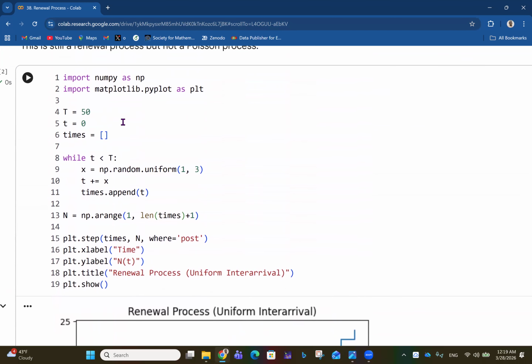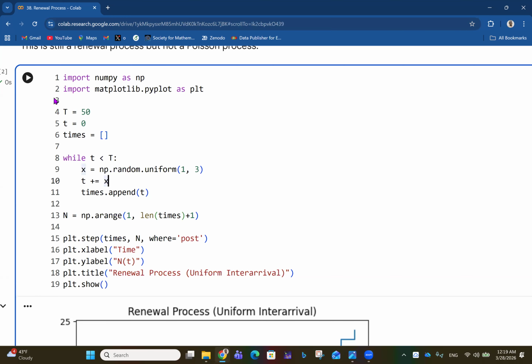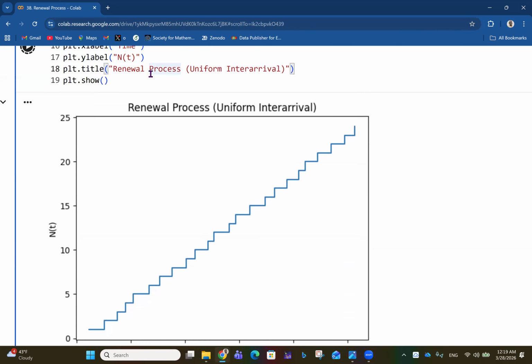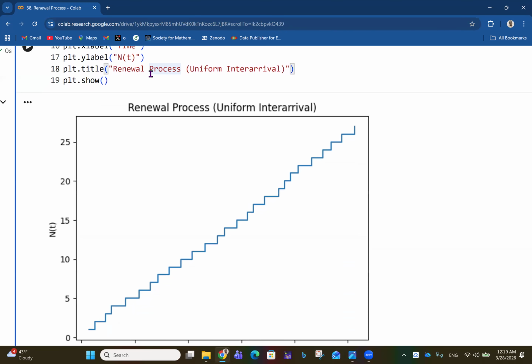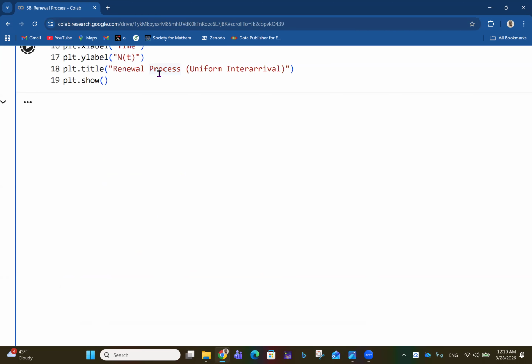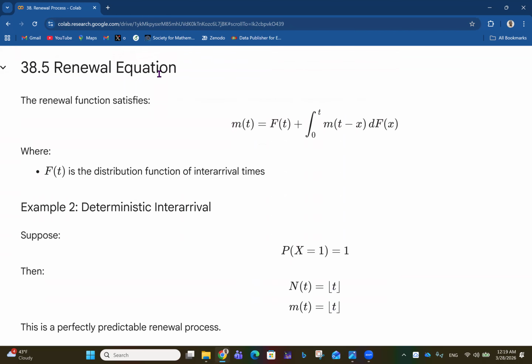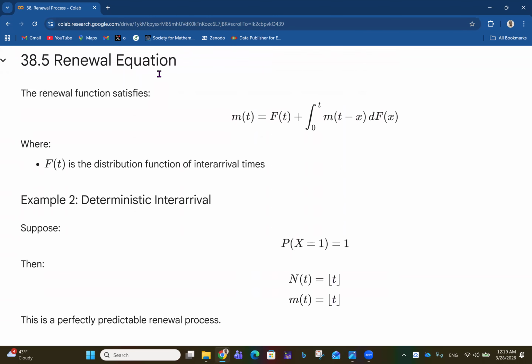look like. So if you take t to be 50 and initial time is 0, and we keep running this, of course the shape keeps shifting, but it's not like the Poisson process we saw the other time. It's a renewal process, but it's not Poisson. Then we have the renewal equation, which we are still going to consider in a separate video later on.